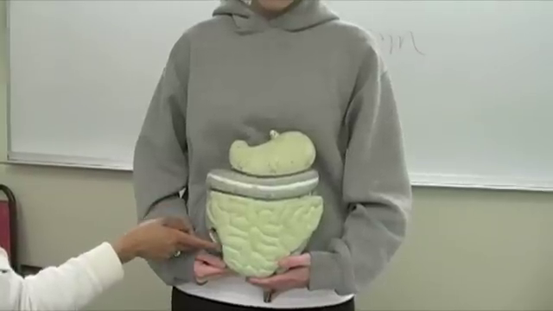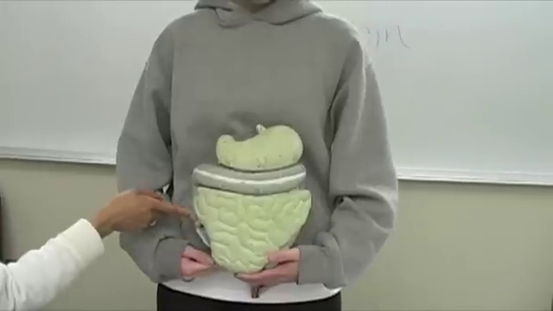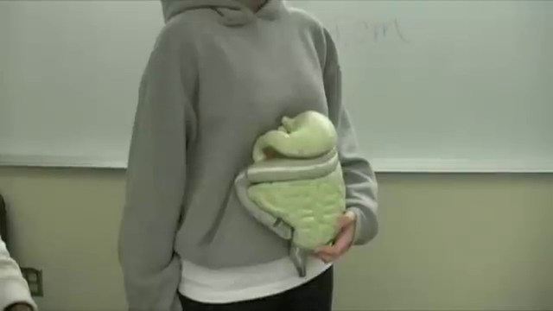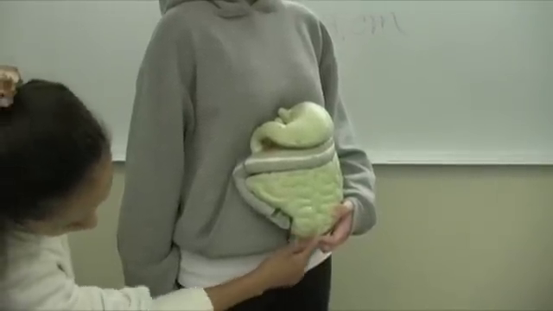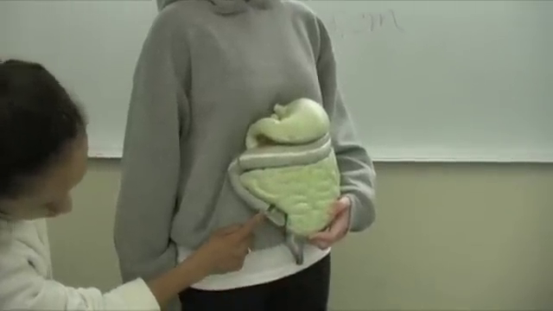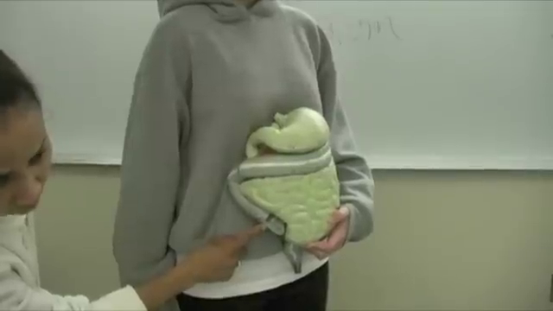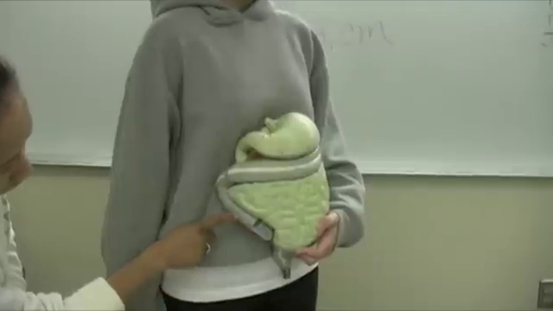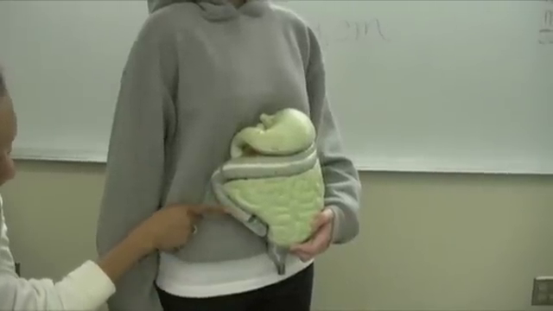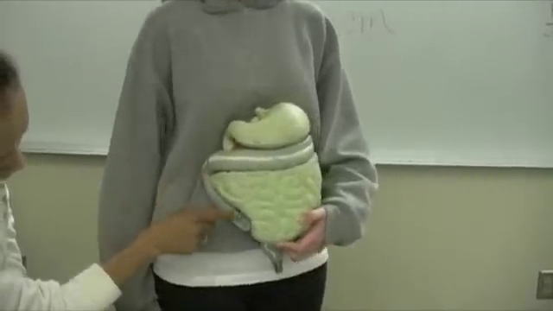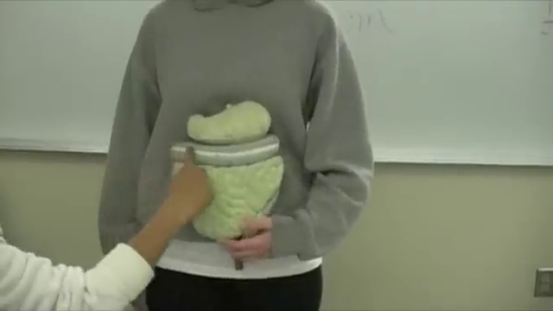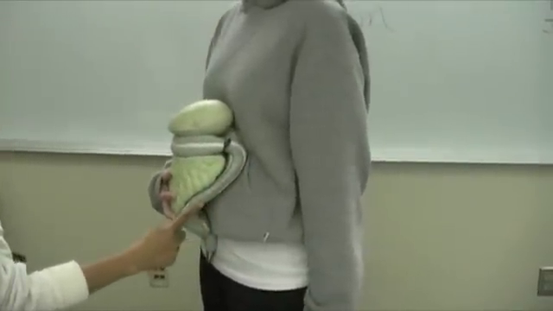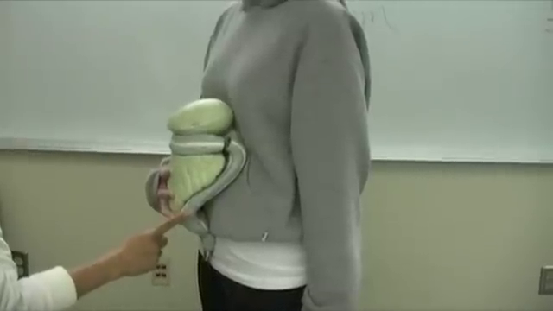The first part of the large intestine is with the ileum as the last part of the small intestine. It's connected to the first part of the large intestine, which is the cecum. So this is where we can find the ileocecal sphincter. And going up, this is the ascending part of the large intestine. It goes up this way, ascending, and it goes this way, which is transverse. It goes down with a descending colon of the large intestine.